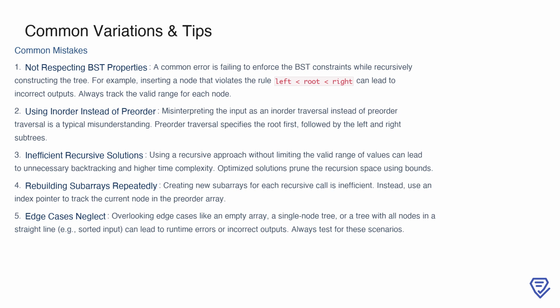Another frequent misunderstanding is confusing the input as an inorder traversal instead of a preorder traversal. Remember, preorder specifies the root first, followed by the left and right subtrees, which is key to constructing the tree correctly. Additionally, inefficient recursive solutions can arise if you don't use bounds to limit the recursion space. This can result in unnecessary backtracking and higher time complexity.